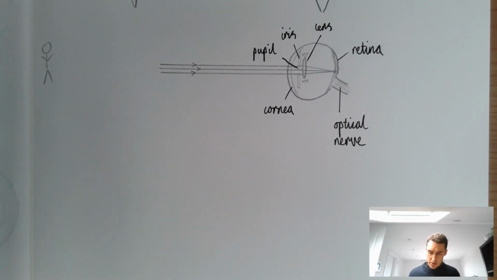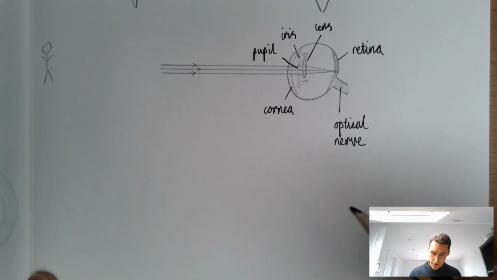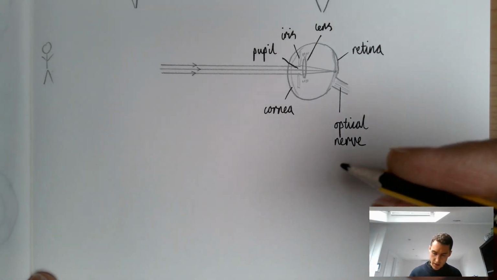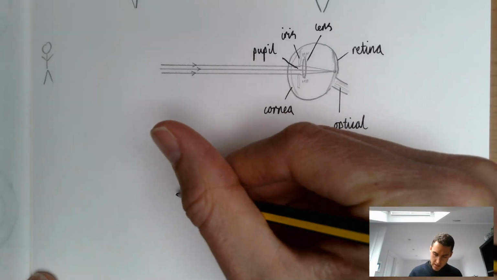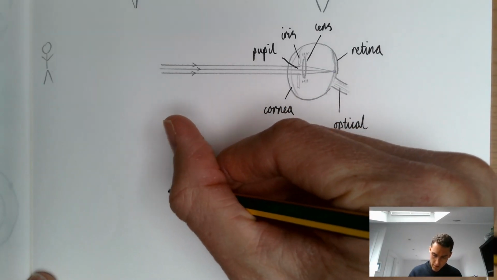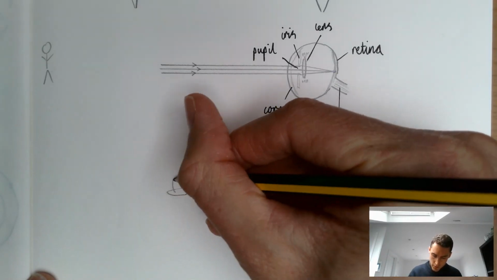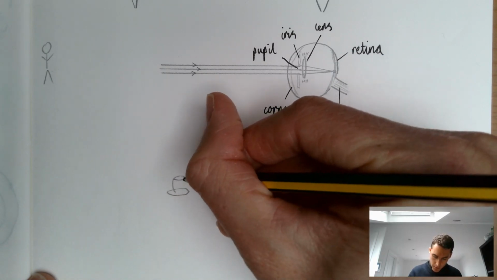Now let's imagine we're looking at something much closer. One example I've seen is a cup of coffee or something like that. So let's imagine there's a cup of coffee which is right up close. So I'm going to draw a cup of coffee like this.